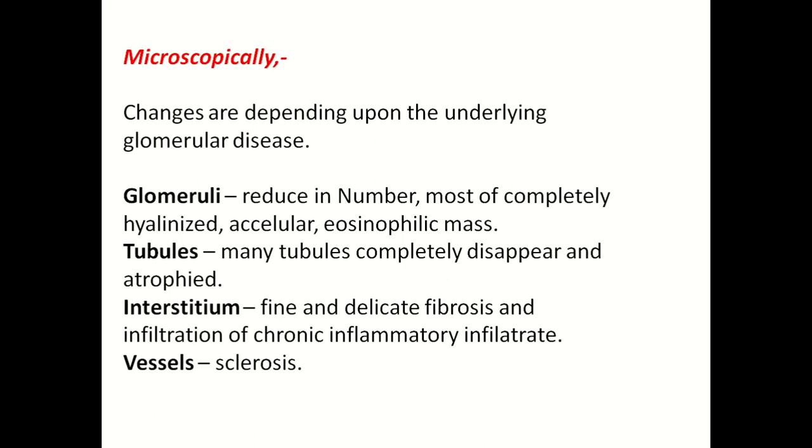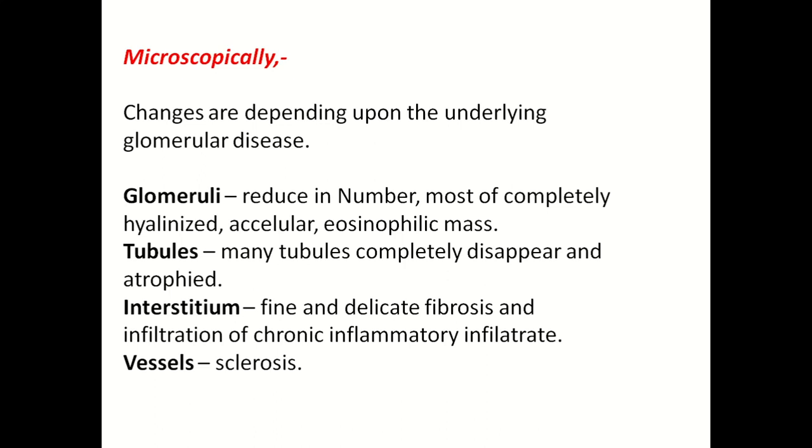Microscopically, the changes depend upon the underlying causes, right? Suppose a patient has RPGN that may convert into chronic glomerulonephritis. Then the main feature seen is crescent formation, meaning proliferation of the parietal epithelial cells, right? Same way, there is a reduction in the number of glomeruli, and most are completely hyalinized, acellular and eosinophilic masses, meaning the glomeruli are completely scarred, reduced in number and converted into eosinophilic masses.